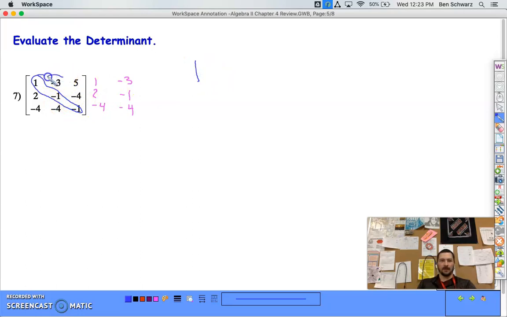And then we're going to go this next diagonal here. -3 times -4 is 12. 12 times -4 is -48. And then we take this guy. Oops. 5 times 2 is 10. Times -4 is -40. So that is going to equal -87.